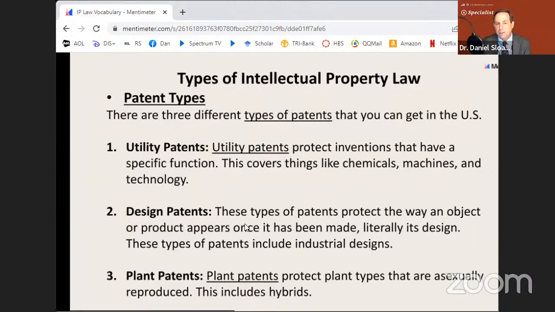Design patents. These types of patents protect the way an object or product appears once it has been made. Literally, its design. These types of patents include industrial designs, something you might see from Elon Musk, although he has some interesting ideas about intellectual property and sharing. And plant patents, which I'm not sure if you have in your legal system or not, protect plant types that are asexually produced. This includes hybrids.